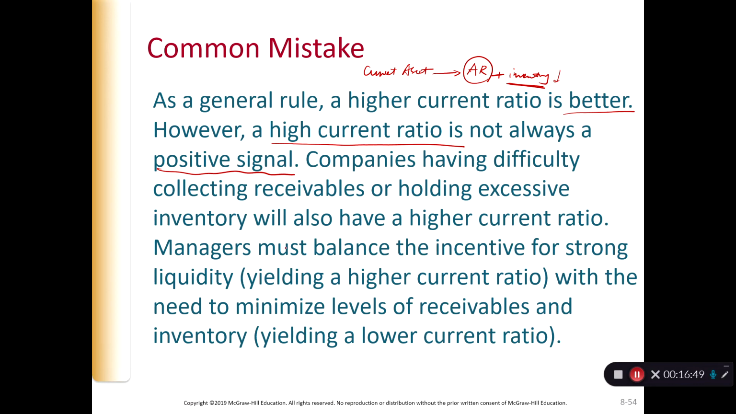Hence managers must balance the incentive for strong liquidity, which is a high current ratio. If you want to make sure that you have high liquidity, that's fine. However, you also have to minimize the receivable and inventory levels. In other words, the more of your current assets that are cash, the better. But if you are stuffing the current assets with obsolete inventory and accounts receivable, that is not necessarily a good sign.